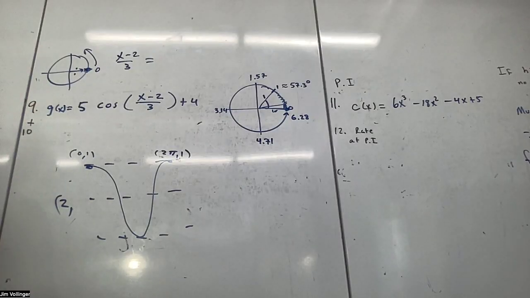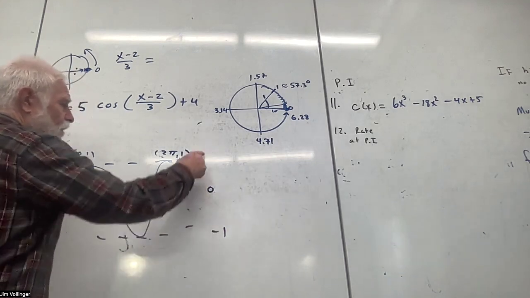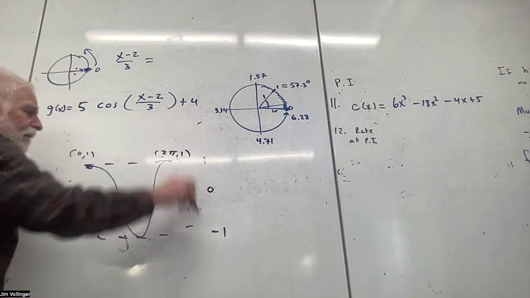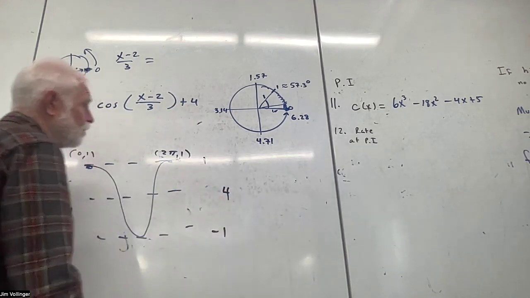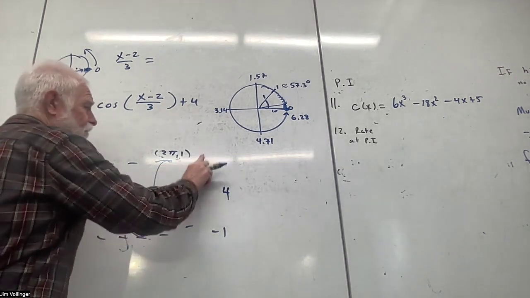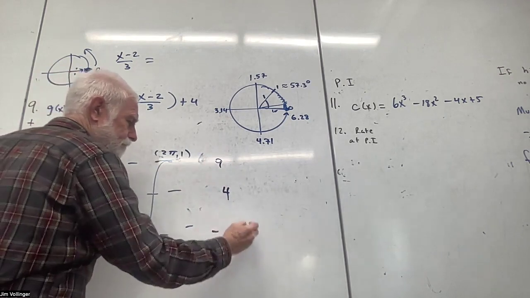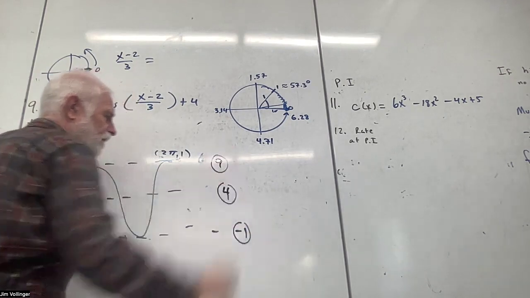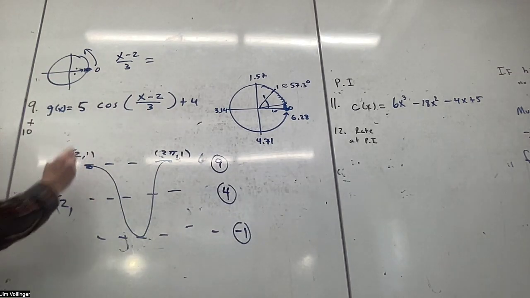Now what's changing? Well, I don't go from 0 to -1 and 0 to 1 anymore because I've moved this curve up 4 units. I've increased every value by 4, and I'm increasing the magnitude by 5. And those are the key numbers. And I'm starting not at 0 anymore, I'm starting at 2.